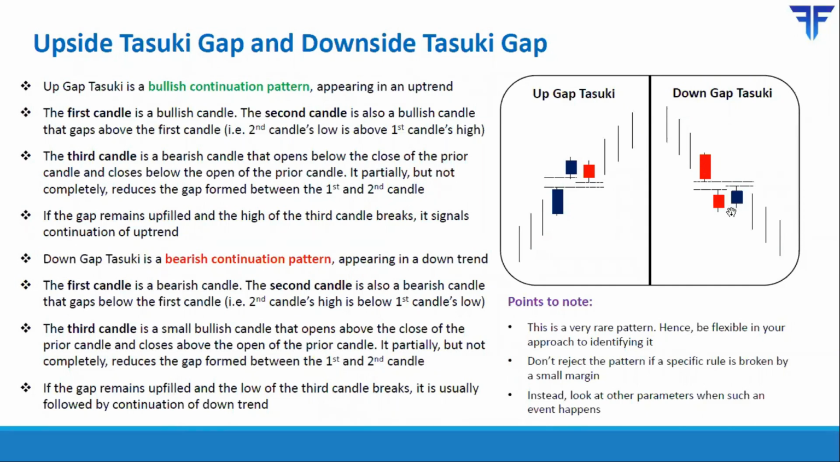The third candle is a small bullish candle which opens slightly above the close of the second candle and then goes on to close slightly above the open of the second candle. The gap that formed between the first and the second candle is not completely filled by the third candle. In some cases, it does get filled, but in most cases, it is not filled. Going forward, if the low of the third candle breaks, then you should place a sell.